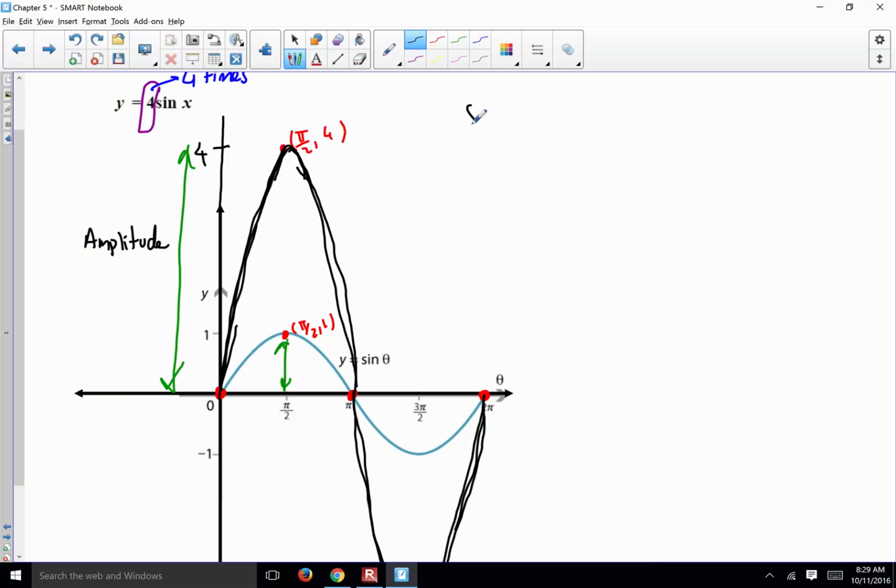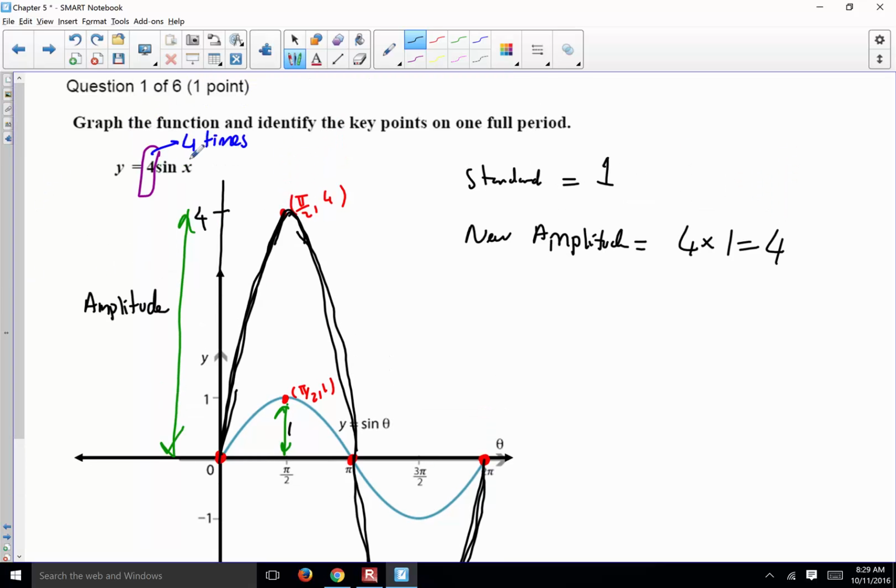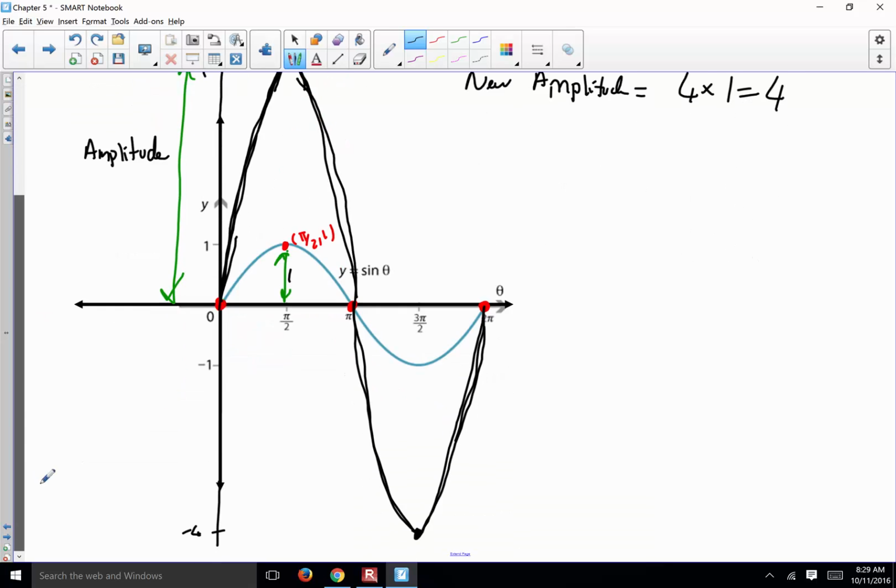So the standard amplitude of sine is 1. This is 1. But when I have a number in front, the new amplitude is 4 times 1, which is 4. So the number in front changes the amplitude. And it's true for this side again. It goes 4 times down. Alright, I think you got the idea. Make sense?